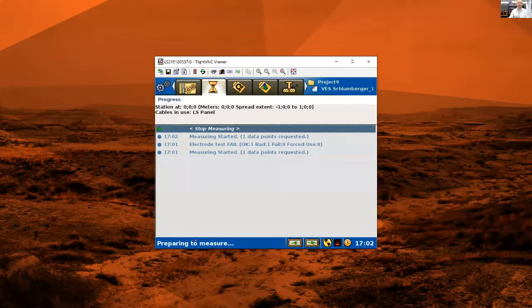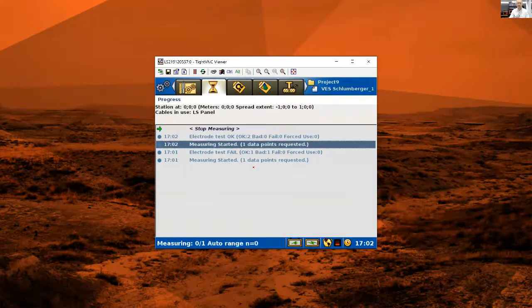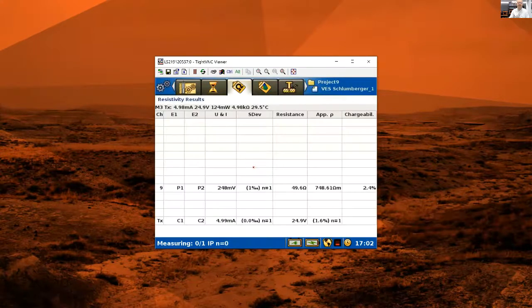So we'll do the electrode test again. This time I've set the threshold, the kind of contact resistance that I will accept, a bit higher. And now it's taking the measurement. So we can see down here, it's measuring, showing me on screen the last measurement that was made, but this will update with the new values in a moment.